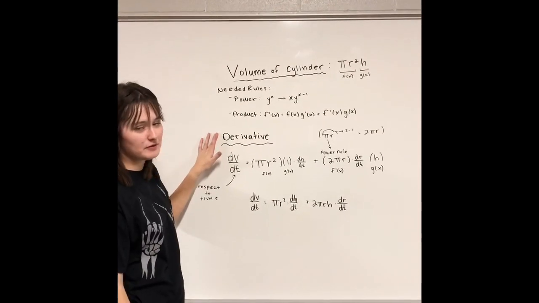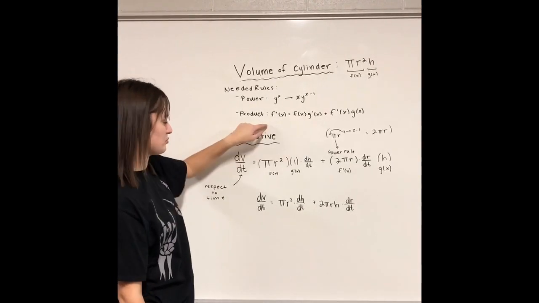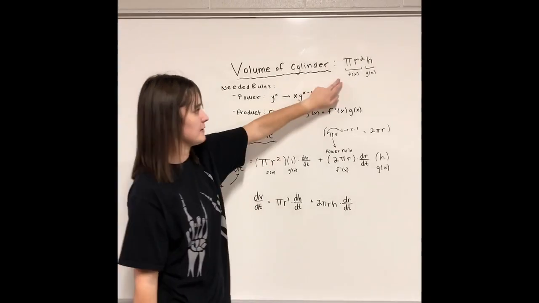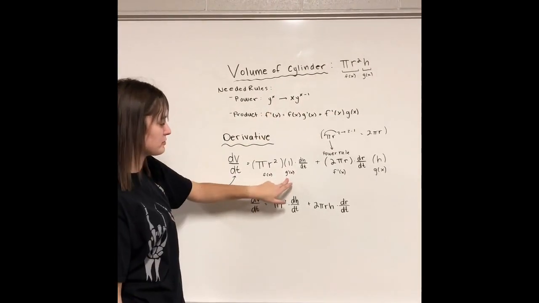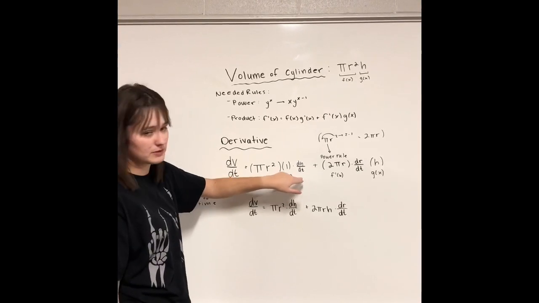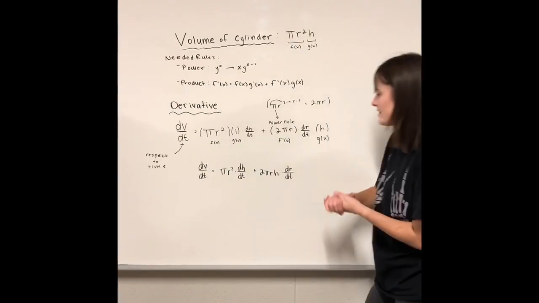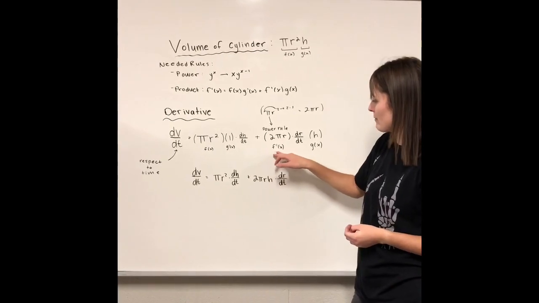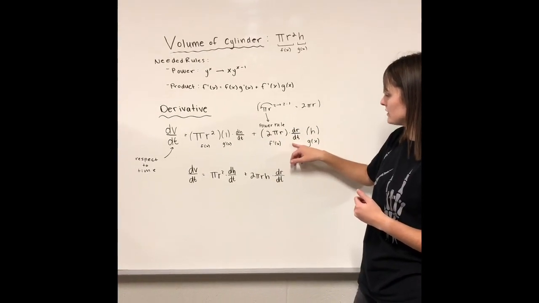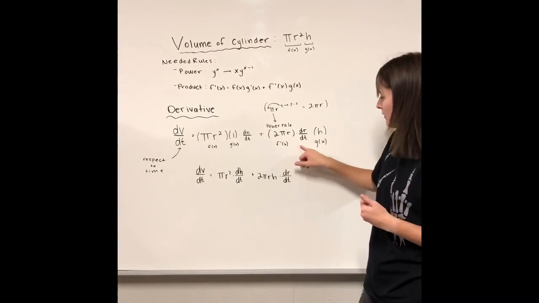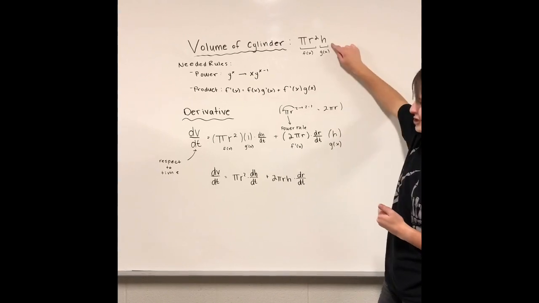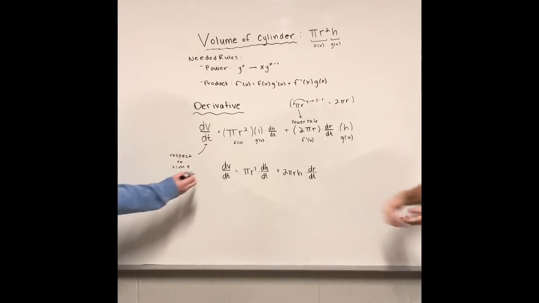Okay, to find the derivative of the volume, we're going to use the product rule and put it in respect to time. First, we're going to start with our f of x, pi r squared, and our g prime of x, which is 1. And then we're going to multiply that by dh over dt, which puts it in respect to time. And then we're going to add our f prime of x, which is 2 pi r, and then multiply that by our dr over dt, which puts this in respect to time, and then multiply it by g of x, which is h. We're going to get this answer.